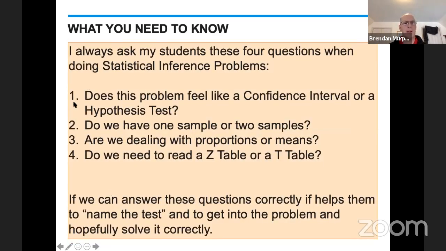Okay, so I think I went through this again. Each time we do a problem, I'm going to try and do at least a couple, two or three, later in the presentation. I like to ask my students these 4 questions, and they get pretty used to them. And if they can answer those 4 questions correctly, hopefully they've one, named the test, and two, are kind of heading down the right path to solving it.